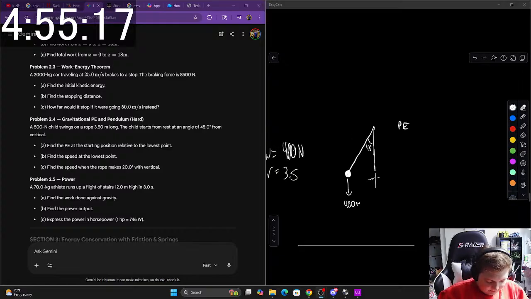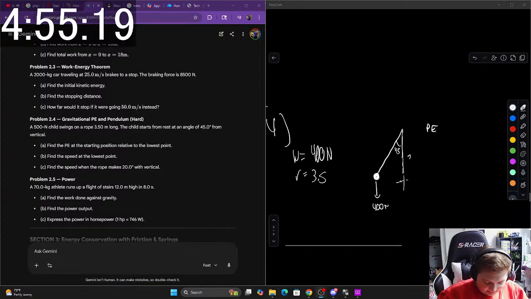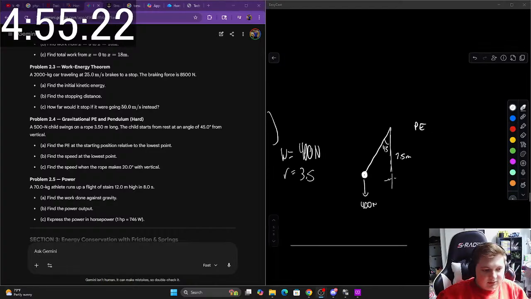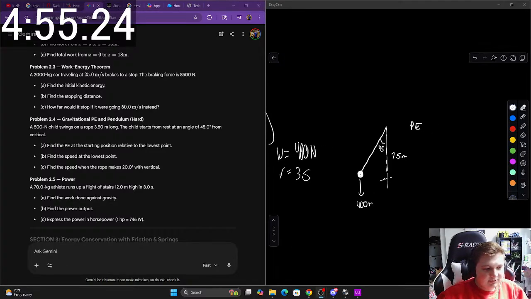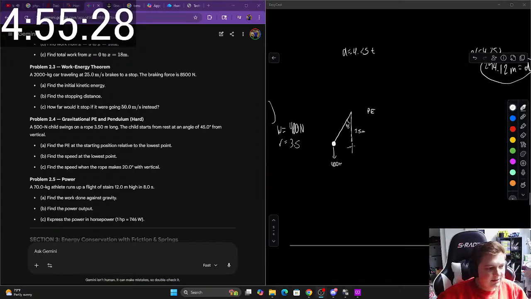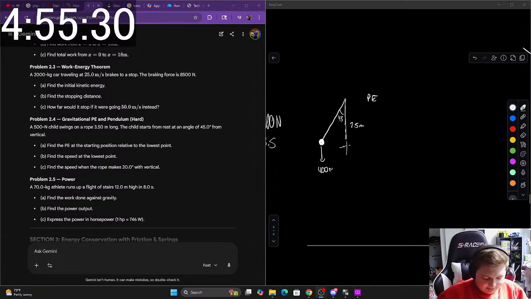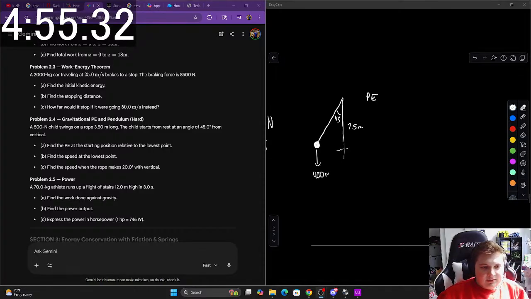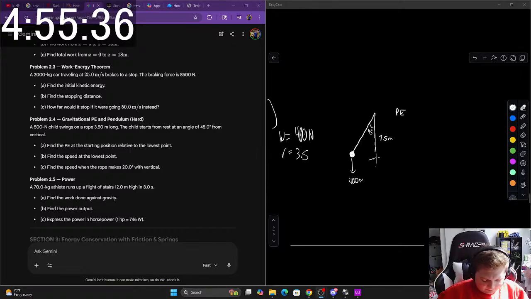When it's here, the rope is 3.5 meters long, but he doesn't want to put the work in. What do you mean? I'm literally doing it right now.